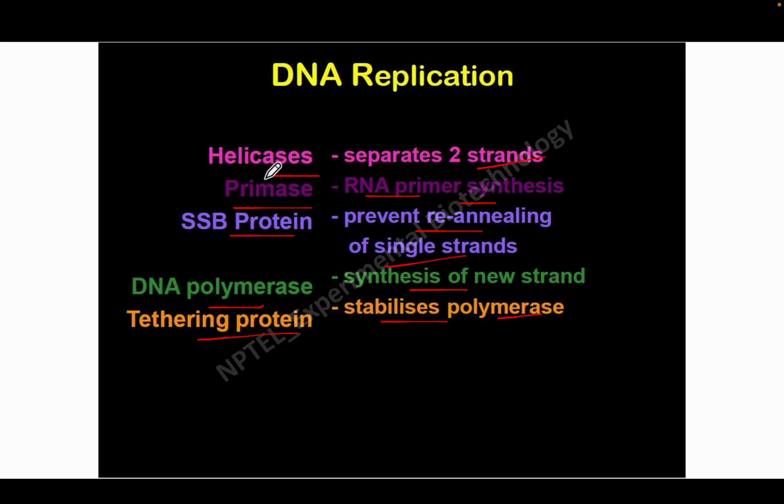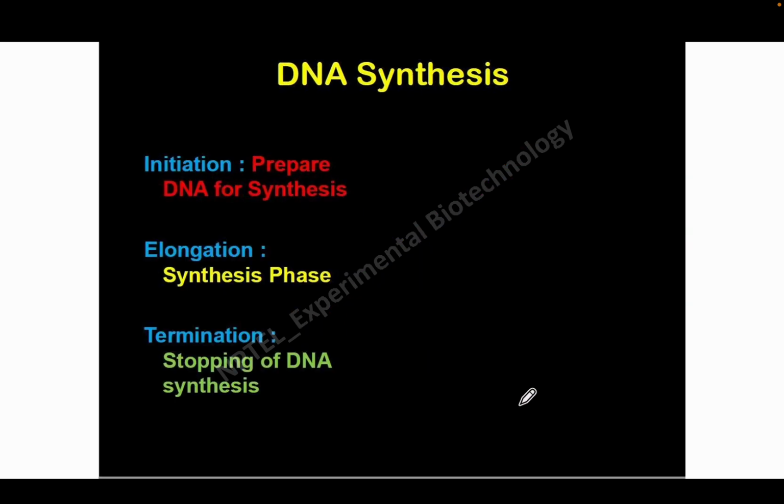So what is the function of helicase? Helicase basically separates two strands of DNA. Primase synthesizes RNA primer, which is required for priming and then starting the replication. SSB protein, single stranded binding protein, prevents reannealing of single strands. DNA polymerase helps in synthesis of new strand, and tethering protein stabilizes polymerase.